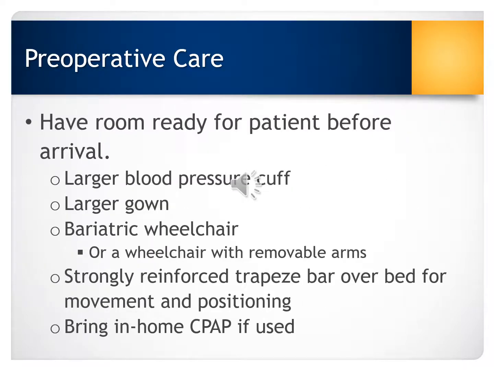It is important to plan for your bariatric patient. So you'd want to make sure you have the room ready for the patient by having a larger blood pressure cuff, a larger gown. They'll need a bariatric wheelchair. You want to make sure that they have a trapeze over their bed so it can assist with movement and positioning after surgery.